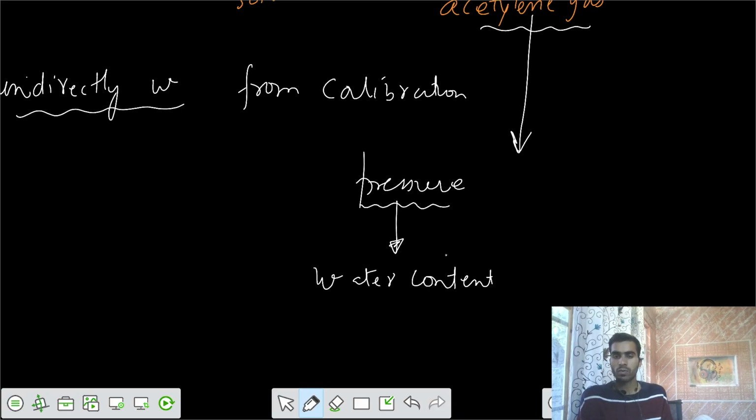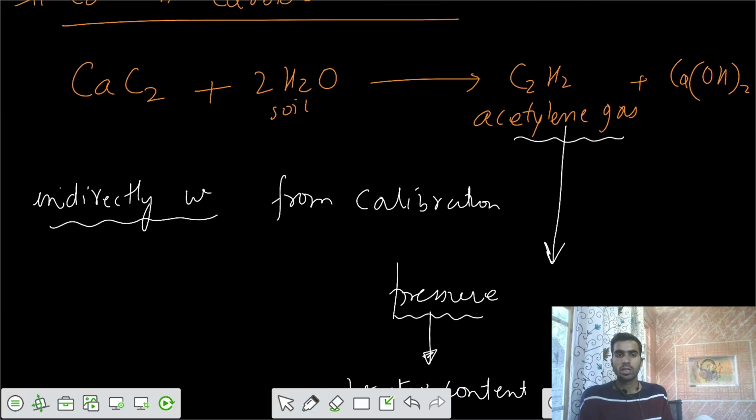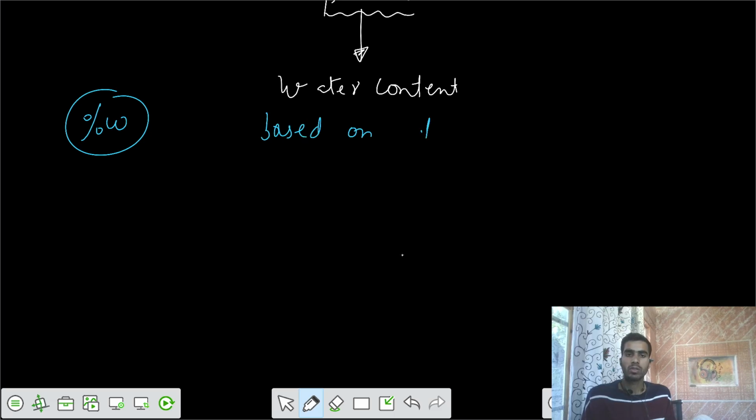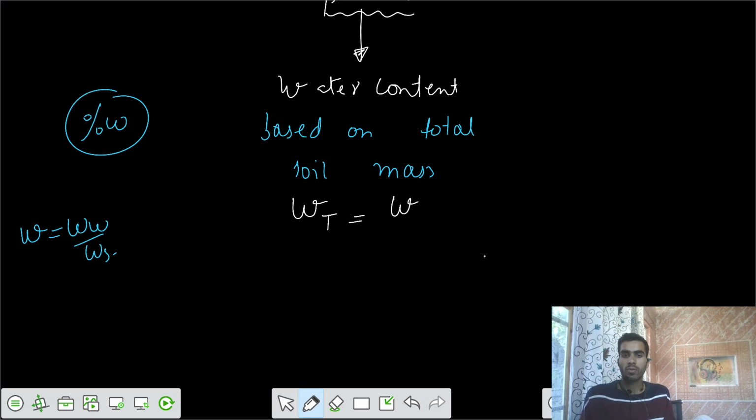And this water content that we got is not the actual water content. This is actually the percentage of water, the water content based on total soil mass. Our water content is actually weight of water by weight of solids, but we are not getting this. We are getting Wt, the water content based on total mass, that is weight of water by total weight of soil.